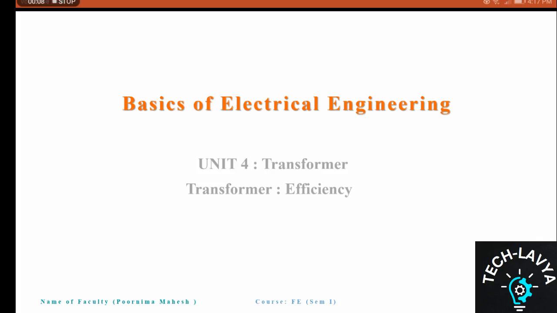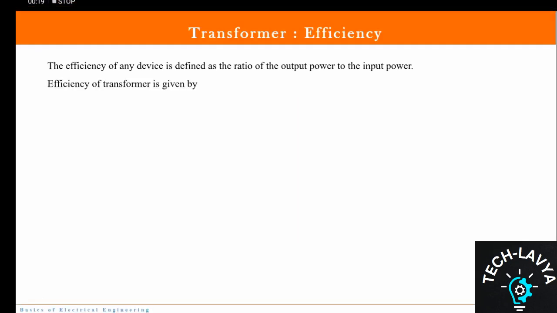Students, the topic for today's class is the efficiency of transformer. Okay, so today we are going to calculate the efficiency of transformer. Now let us define efficiency first.